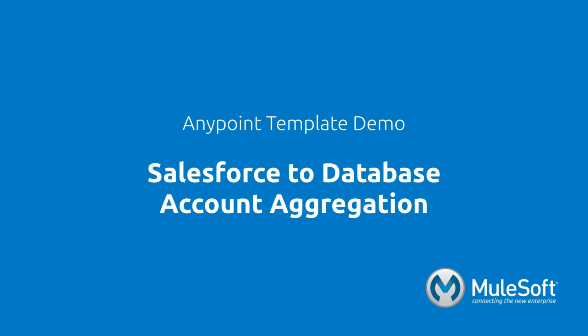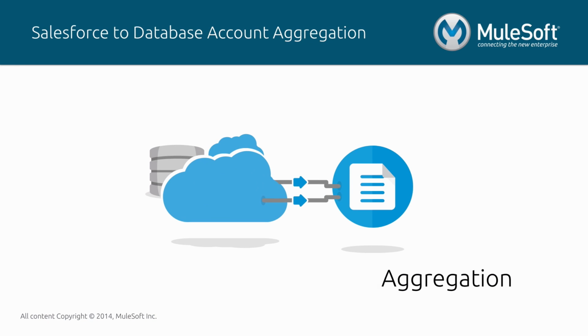This demo will showcase our Salesforce to database account aggregation template. The aggregation pattern is the act of getting data from multiple systems and inserting into one. Aggregation is useful when building APIs that get data from multiple systems, creating reports or dashboards across multiple systems, preparing data for compliance or auditing purposes, and many more.